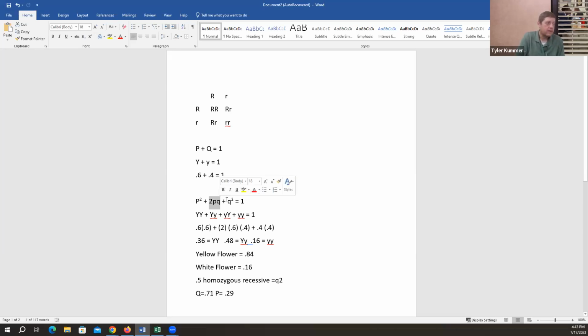Finally, Q squared, right? Q is the probability of getting a recessive allele. So reach into the bucket, grab a white bead, reach into the bucket, grab a second white bead. So what's the probability that we do that? That's Q times Q. That's where Q squared comes in. So we do 0.4 times 0.4, and that would give us the individuals.